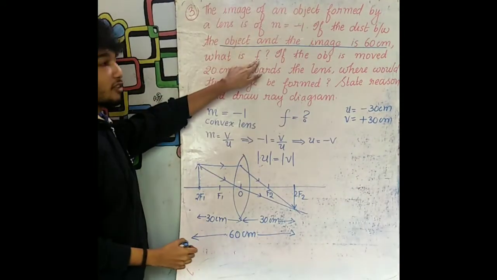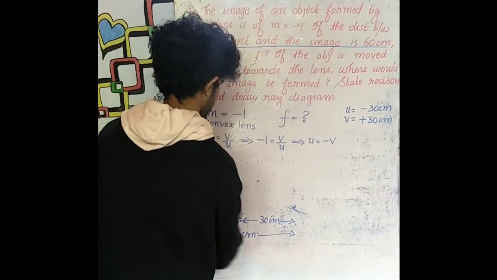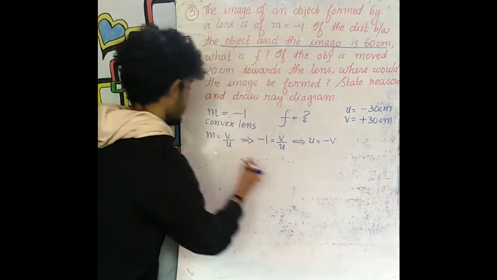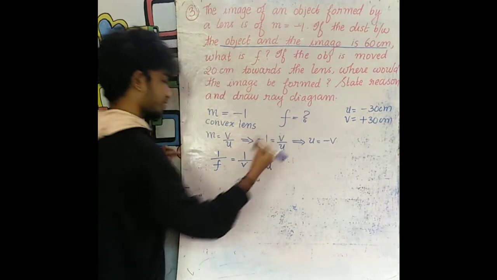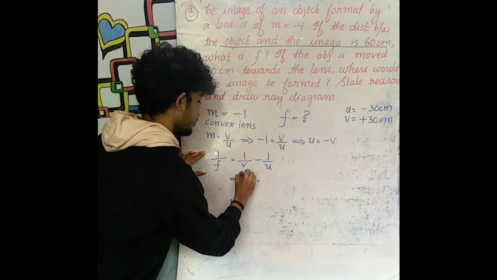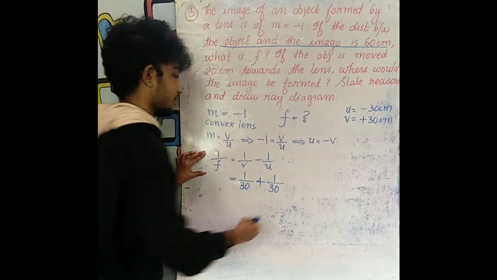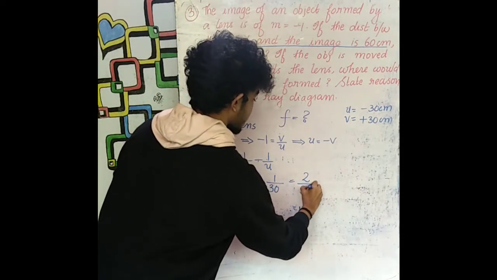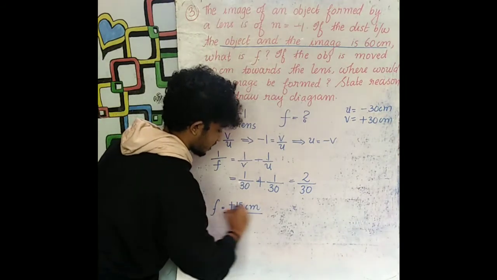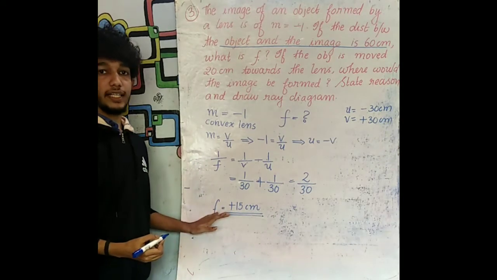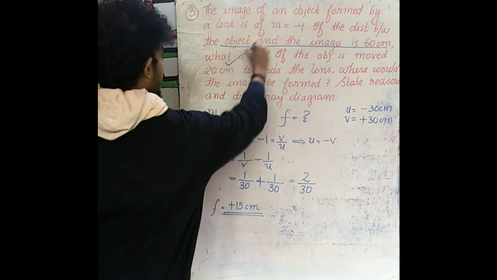Now we can calculate the focal length using the lens formula. What is the lens formula? 1 by v minus 1 by u is equal to 1 by f, or 1 by f is equal to 1 by v minus 1 by u, which is equal to 1 by 30 minus (minus 1 by 30), which is 1 by 30 plus 1 by 30, which is equal to 2 by 30. That means f is equal to 30 by 2, which is plus 15 centimeter. We have calculated the focal length of the lens, which is a convex lens. So this part we have completed.